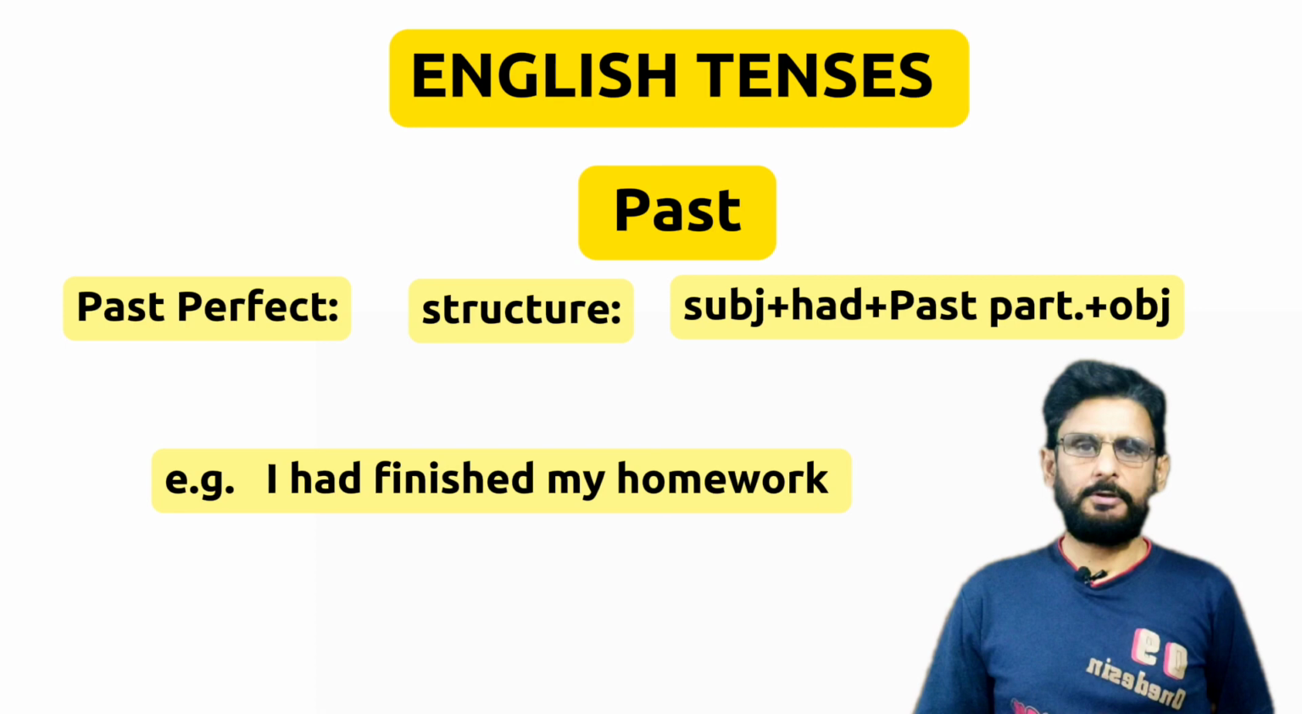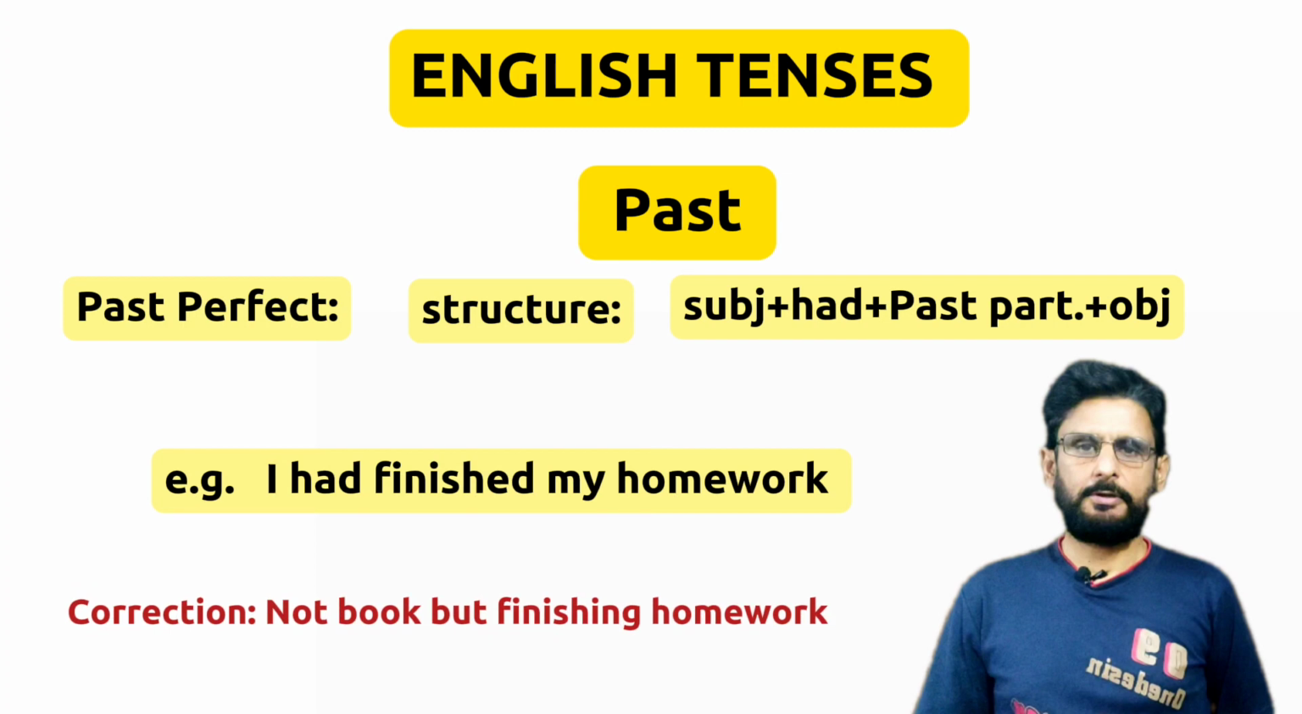Over here, I is the subject, had is the helping verb in the form of had, and finished is the past participle form of the verb. My homework is the object. So this is an example of past perfect tense. Over here, the activity of finishing the homework started off in the past and has come to an end in the past.